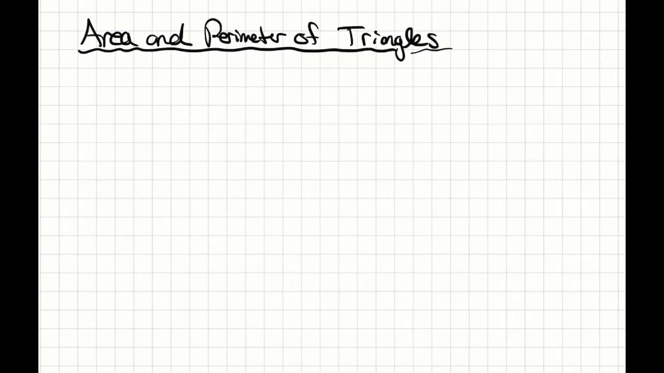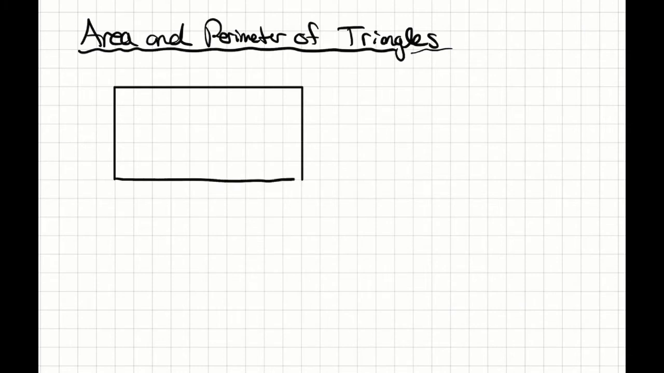All right, today we want to look at the area and perimeter of triangles. Now, we're going to start with not a triangle. We're actually going to start with a rectangle. And remember, rectangles are actually a special type of parallelogram. They have 4 sides, 2 sets of parallel sides.